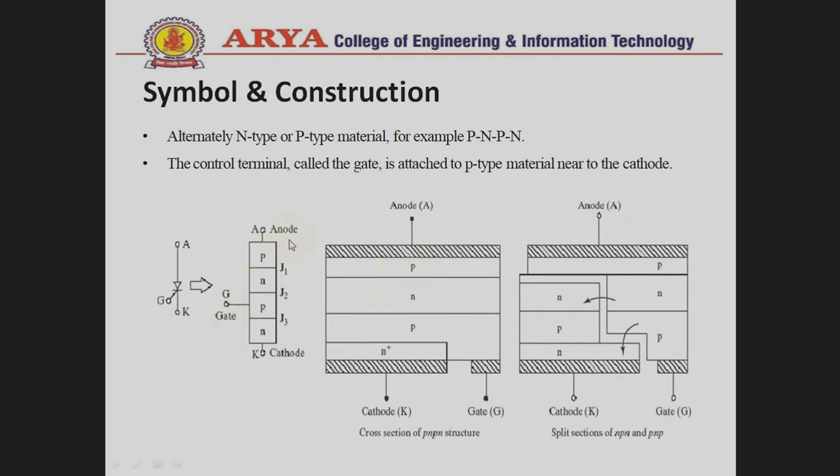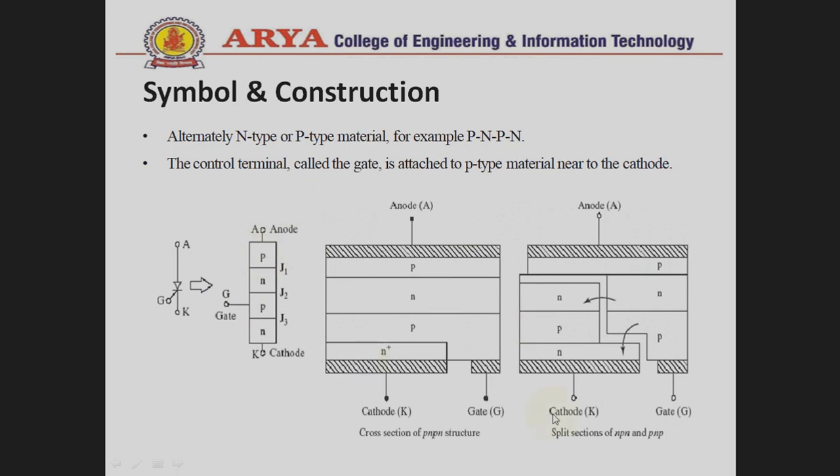Now, the symbol and construction of the thyristor. As you see in this diagram, this is the symbol of SCR, and these are the PNPN four layers, and these are the junctions, three junctions J1, J2 and J3, and these are the three terminals: anode, gate and cathode.